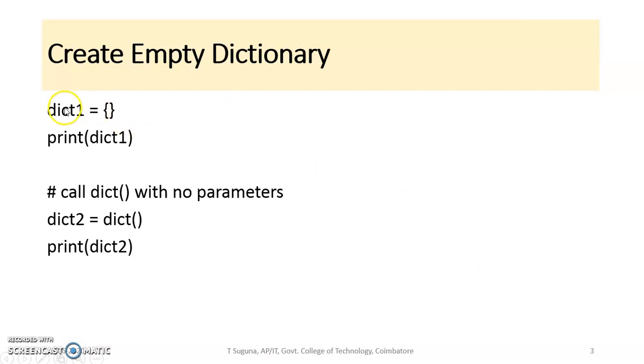This is the syntax to create an empty dictionary. It is created in two ways. Either a dictionary is assigned with the empty curly brace or using a function called dict. By calling the function dict, the empty dictionary gets invoked.